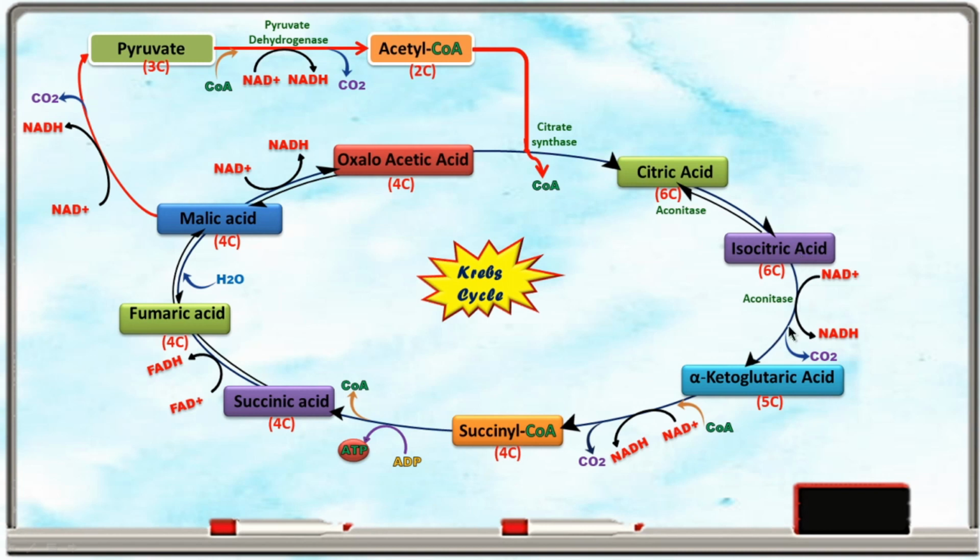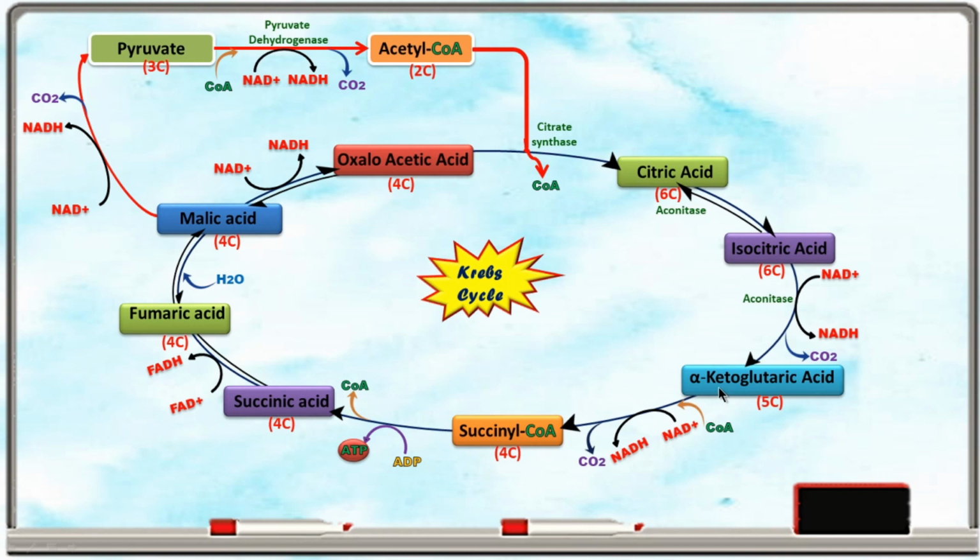And in this step, a NAD plus molecule is converted into NADH and decarboxylation occurs with the release of a CO2 molecule. That means this decarboxylation step is needed for the conversion of a 6-carbon compound to a 5-carbon compound. From the 6-carbon compound, 1 carbon is eliminated in the form of CO2 to convert it into a 5-carbon alpha-ketoglutaric acid molecule.